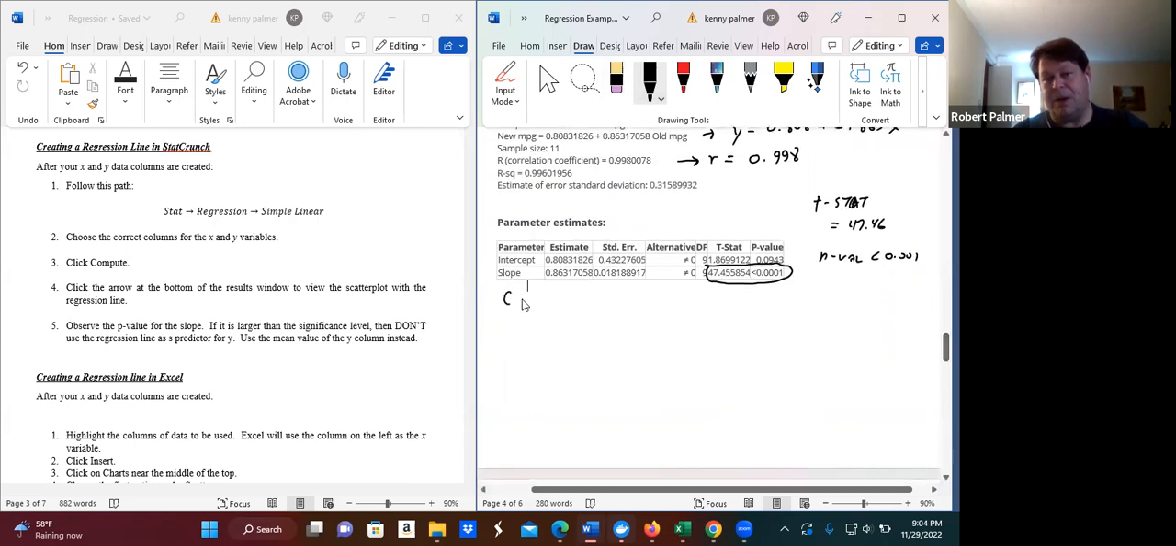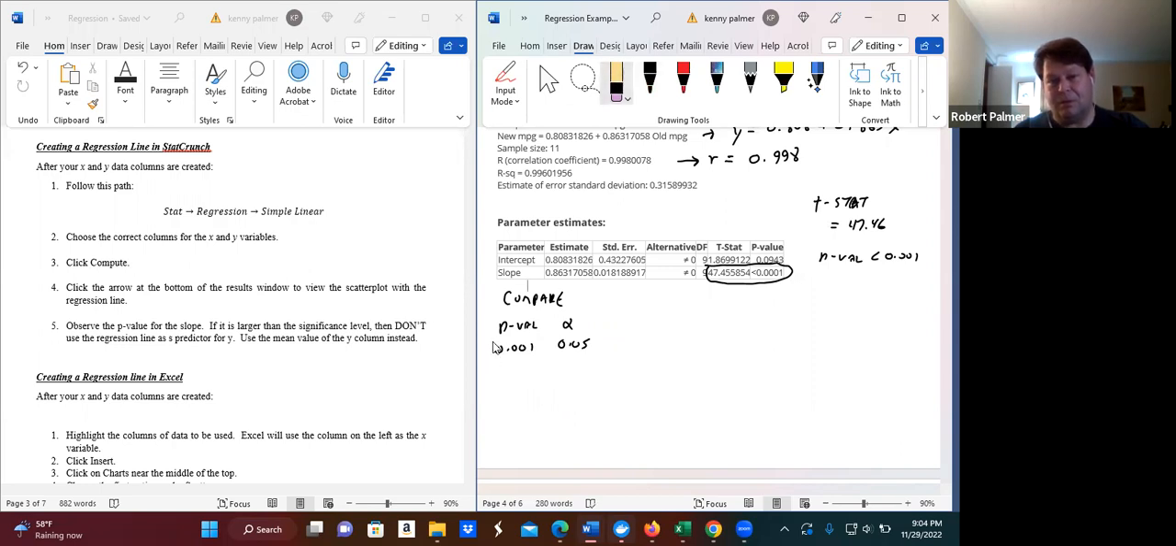Okay. Once again, compare the p-value with alpha. And so alpha is 0.05, 0.001. So clearly the p-value is less. So then we can reject H0. Okay. And this means there is enough evidence.